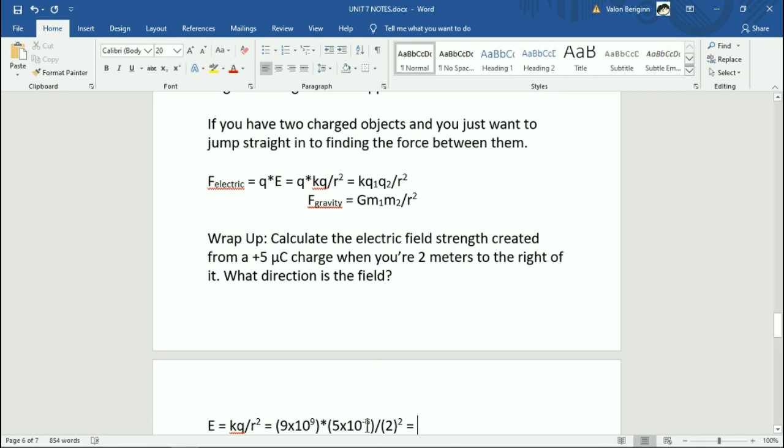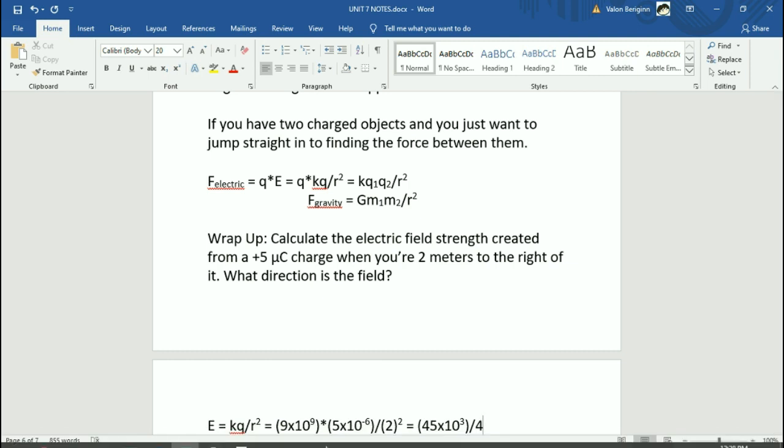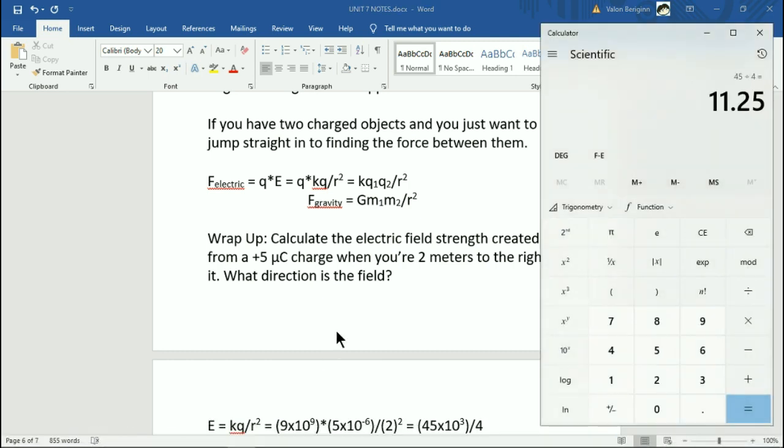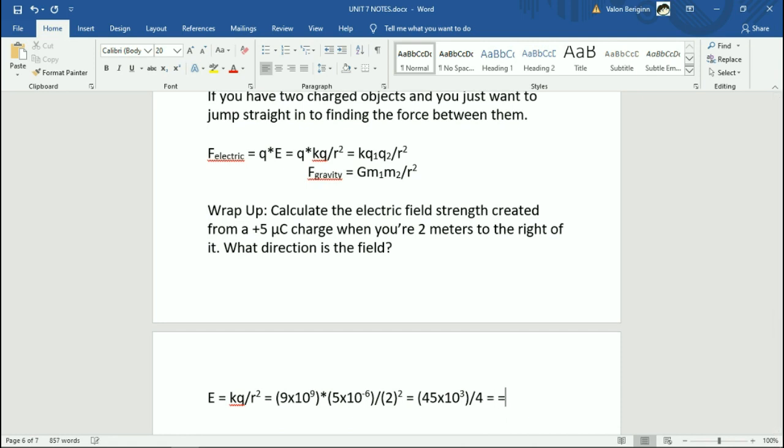So what do we have? Okay, so we have 10 to the 9 times 10 to the minus 6, that's 10 to the 3. And we have 9 times 5, so that becomes 45 times 10 to the 3 divided by 2 squared, which is 4. So 45 divided by 4, I'm lazy and I'll just do the thing. Okay, 11.25. So this becomes 11.25 times 10 to the 3. Now that's not in correct scientific notation, so that would be 1.125 times 10 to the 4, which if you want to just write that out as a regular number, is 11,250 newtons per coulomb.